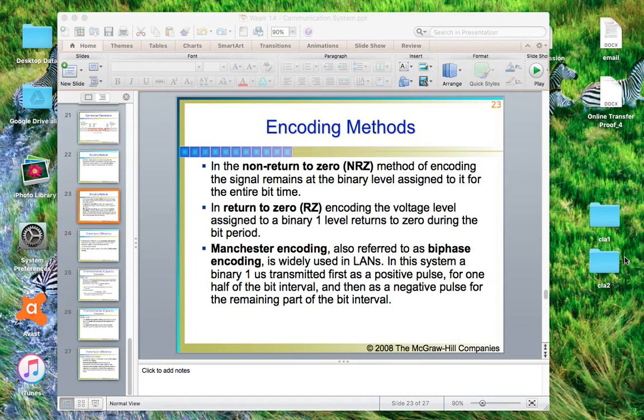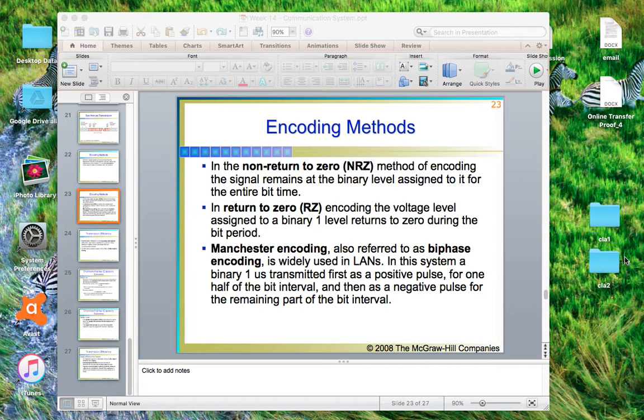In return to zero encoding, the voltage level assigned to a binary 1 returns to 0 during the bit duration. So whenever we have to communicate 1 bit, then for half of the bit time it will be at the 1 level, which is a mark level, and for the other half of the bit duration it will be at the 0 level, the space level.